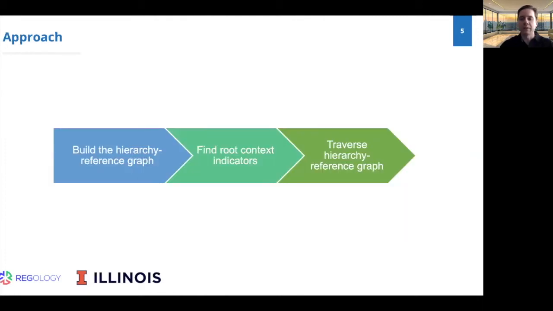In order to arrive at the graph that we saw previously, we developed a 3-step approach where we start by building the hierarchy reference graph. We then find root context indicators and finally traverse the hierarchy reference graph to find root contexts. What these 3 steps mean, I will explain now in more detail.